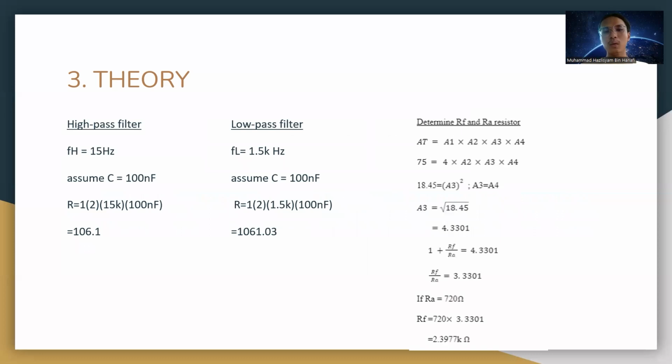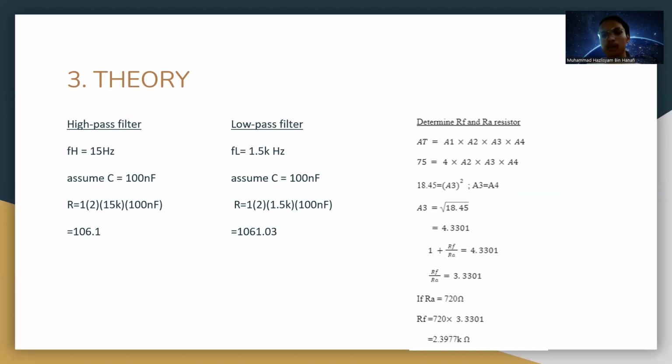So this is a manual calculation. Firstly, we need to calculate the high-pass filter and low-pass filter. For the high-pass filter, we get a resistor value of 106.1, and for the low-pass filter, 1061.03. Next, we need to determine RF and RA.